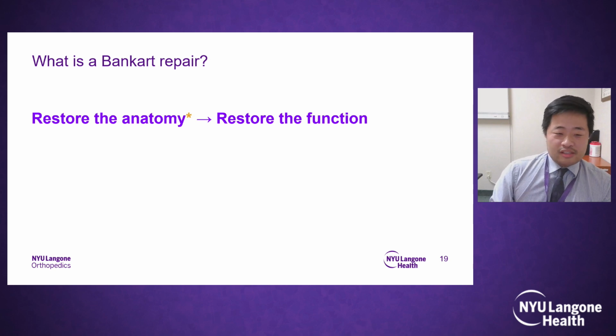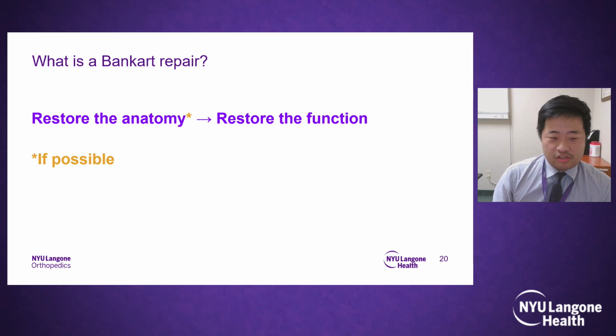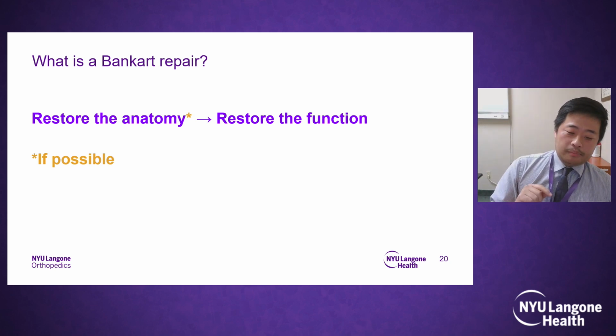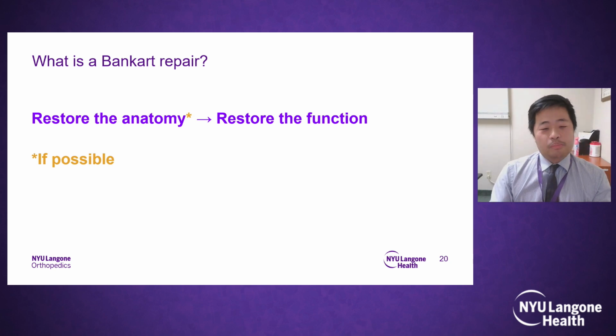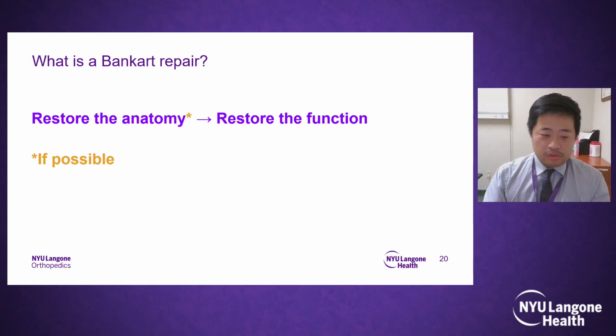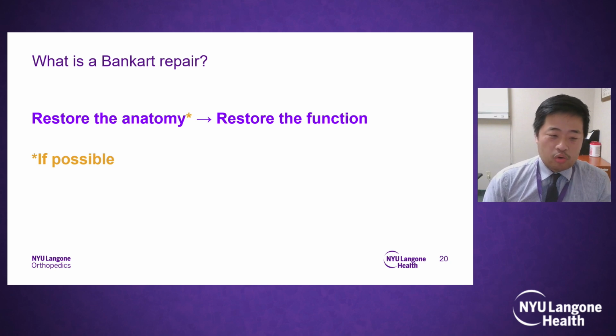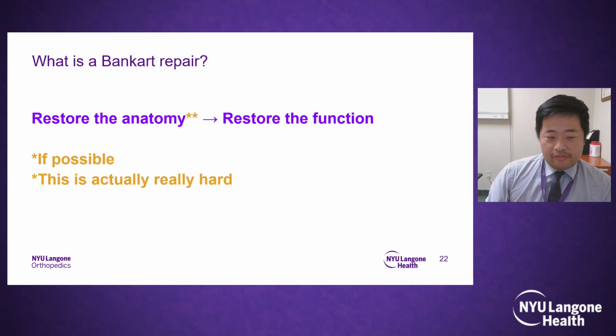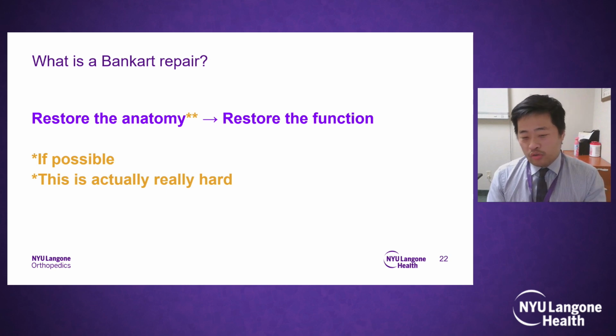Now, there's a big caveat to this, and it's not always possible to restore the anatomy. We know that with continued dislocations, there are changes from a gene expression standpoint to the structure of the labrum. And we know that the labrum, after multiple dislocations in particular, is not the same labrum that the patient was born with. There's a second big caveat, which is that it's actually really hard from a technical standpoint. A Bankart repair sounds easy in a lot of ways, but if you are very precise and very meticulous about how you do it, it's actually really hard to restore the anatomy perfectly. It's easy to overdo it or underdo it.